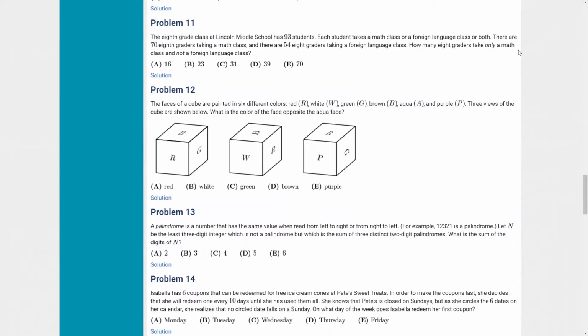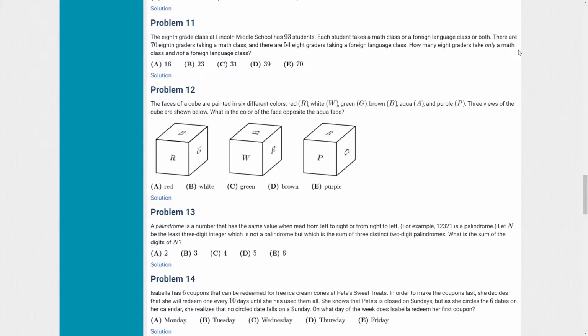So we got problem number 11. The 8th grade class at Lincoln Middle School has 93 students. Each student takes a math class or a foreign language class or both. There are 78 8th graders taking a math class and 54 8th graders taking a foreign language class. How many 8th graders take only a math class and not a foreign language class?